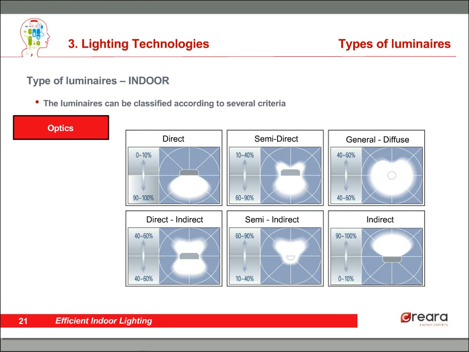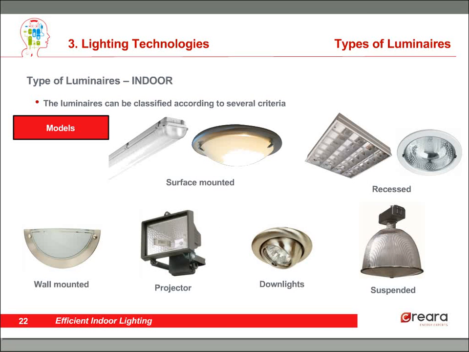So we have indirect luminaires when light goes in the opposite direction than the working surface. Between these two, direct or indirect luminaires, we have some other options: semi-direct, direct-indirect, semi-indirect, and general diffuse. We can see all of them in the chart. Also, we can classify luminaires depending on how they're mounted. We have surface-mounted, downlights, suspended luminaires, projectors, wall-mounted luminaires.